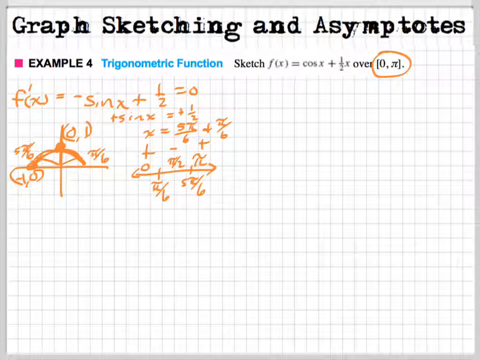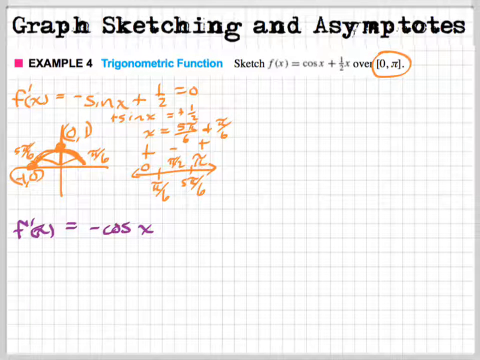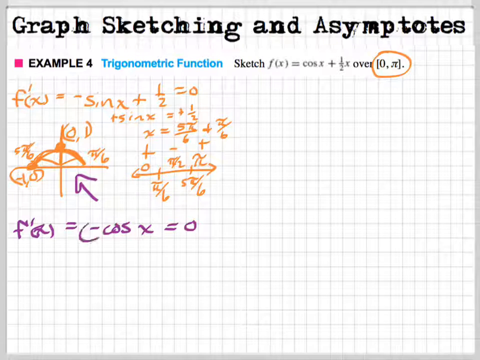Alright, next let's do our double derivative. We do our second derivative. We get negative cosine x, and now the 1/2 is gone. Where does that equal 0 in our domain, the interval that we're given from 0 to pi? Cosine is only 0 at pi over 2, so the negative right here doesn't matter. We divide both sides by negative 1 and it goes away, but our only answer is going to be pi over 2.